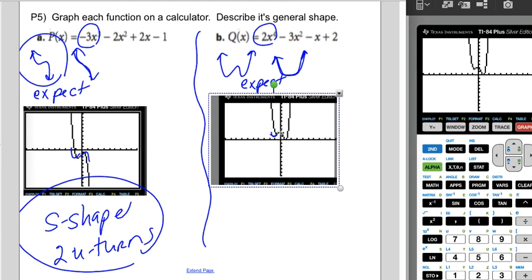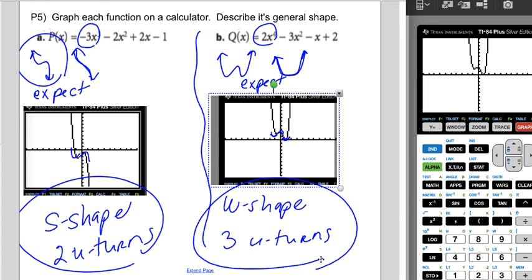So there are 1, 2, 3 U-turns. This is a W shape with 3 U-turns. That's a really generic way to describe the graph, but that's sort of the idea. And that is section 7.1.